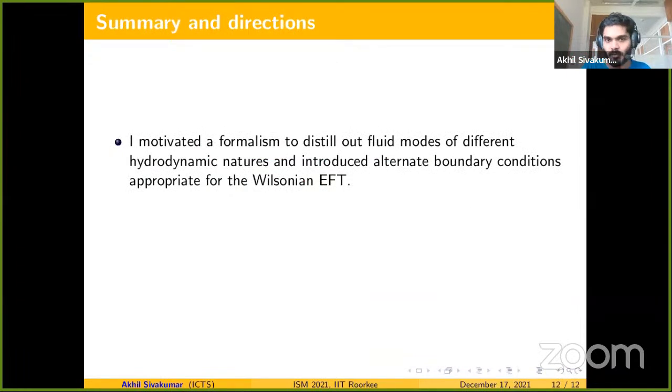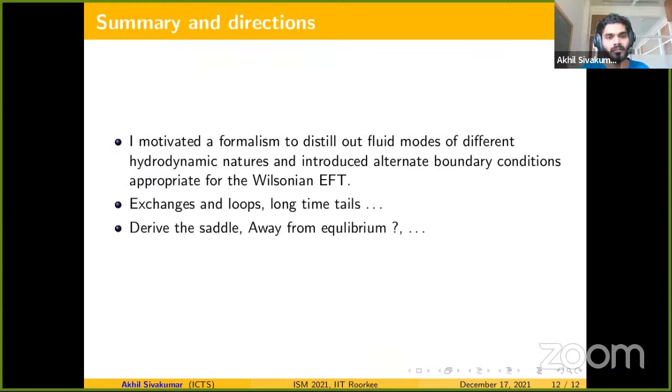So let me summarize. I motivated a formalism to distill out fluid modes of different hydrodynamic natures and introduced alternate boundary conditions appropriate for the Wilsonian effective field theory. So these are the future directions. One would like to understand these calculations as you consider bulk exchanges in Witten diagrams and even bulk loops, which is crucial to understand the phenomenon of long-time tails in hydrodynamics, which is the fact that correlation functions don't really decay as you expect. This is part of the sickness I mentioned in the motivation.